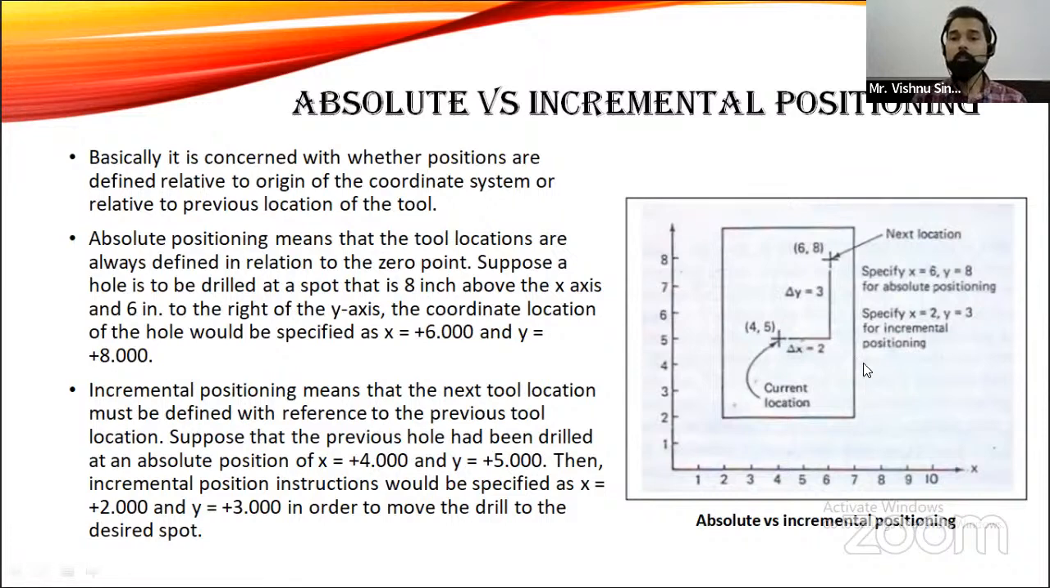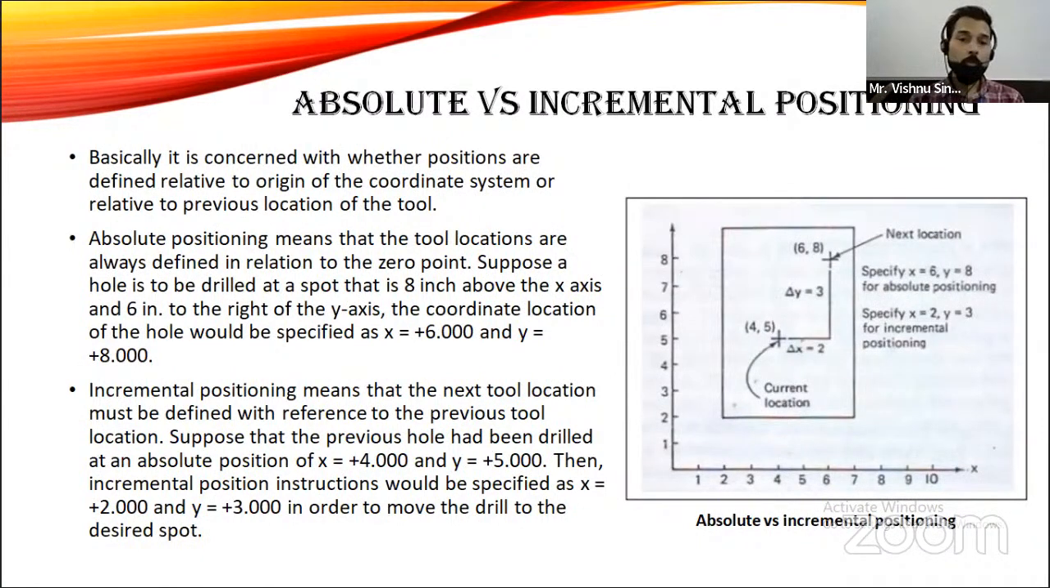As you can see, there is a workpiece shown over here. This is our x-axis, this is our y-axis. Our current location, as you can see, is 4, 5. Here x coordinate is 4, y coordinate is 5. Now suppose we want to move our tool from x4 y5 to x6 and y8. So there are two methods by which we can move our tool from the first point to the second point.